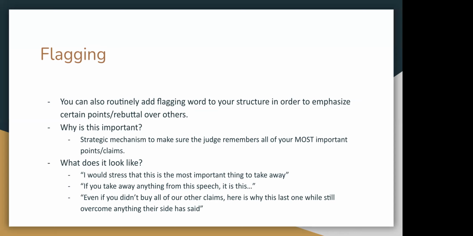You could say something along the lines of, "I would stress that this is the most important thing to take away," and then say what that claim is. If you take anything away from the speech, it is this, and then you can say that, right, to flag an important aspect there. Or even if you didn't buy all of our other claims, here's why the last one will still overcome anything that the other side has said, right? So these are different ways for you to flag and emphasize certain important aspects or important claims that you want to stand out at the end of the debate, that you're worried the judge might miss, and that you want to make sure they don't end up missing through this mechanism.